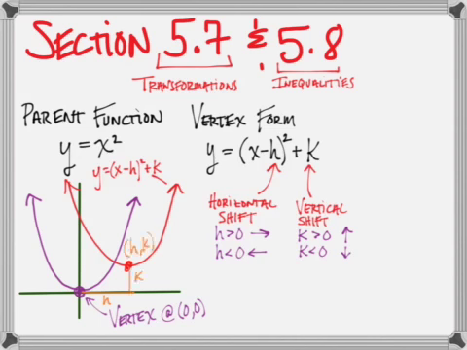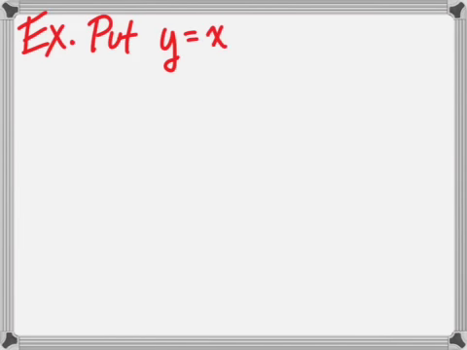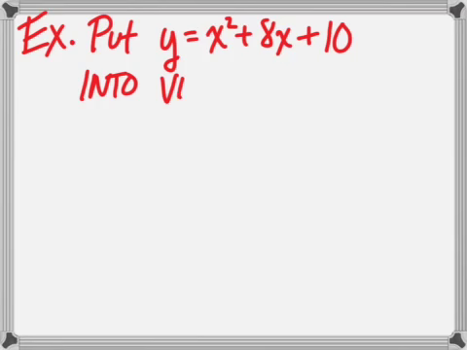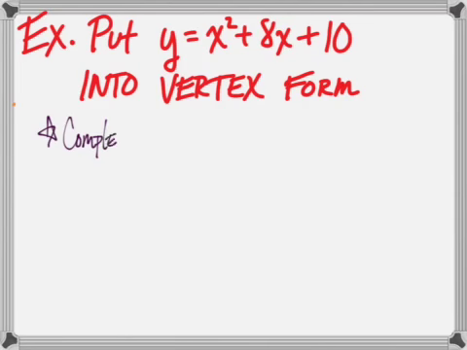So this is why it's called vertex form, because if it's in this form, we can just by inspection see what the vertex is. The vertex is at h comma k. An example of how that works, because it's not always going to look like that, is if I have x squared plus 8x plus 10, and I want to put it into vertex form. I'm going to do it by completing the square. So I'm going to look at the x squared plus 8x and complete the square with that piece.